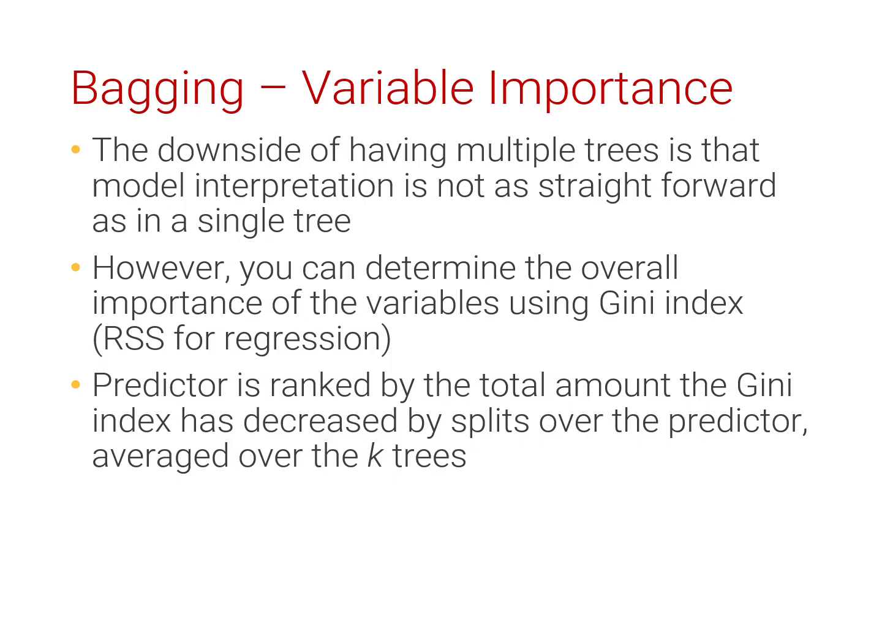Variables with higher average decrease in the Gini index are considered more important, as they contribute more to the overall purity and separation of the classes or the reduction of impurity in the ensemble. This variable importance measure provides valuable insights into the relative influence of each predictor in the bagged model. It allows us to identify the variables that have the greatest impact on the model's predictions and can guide feature selection and model interpretation.